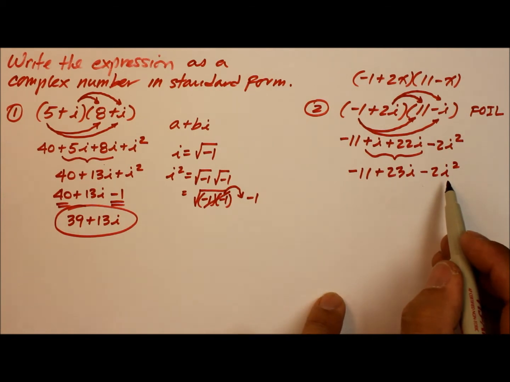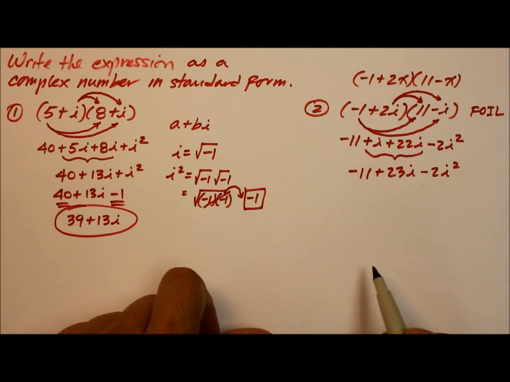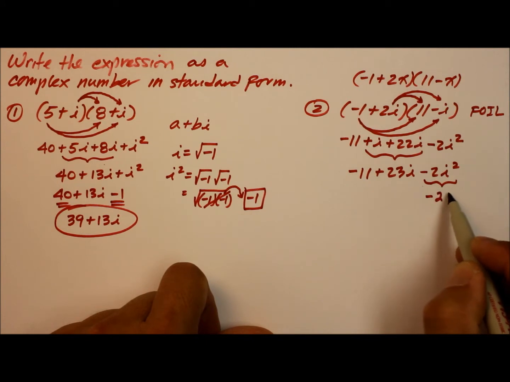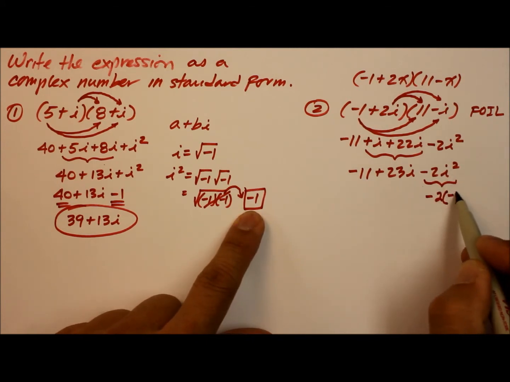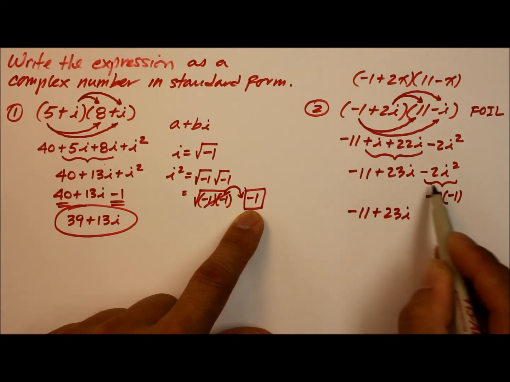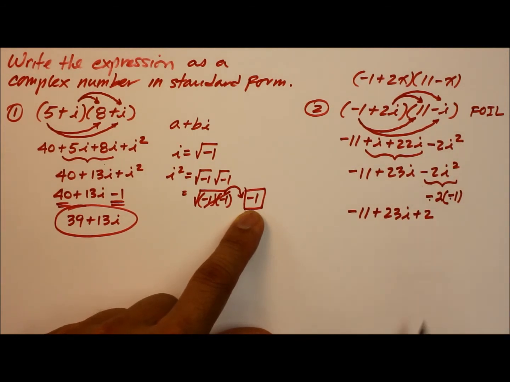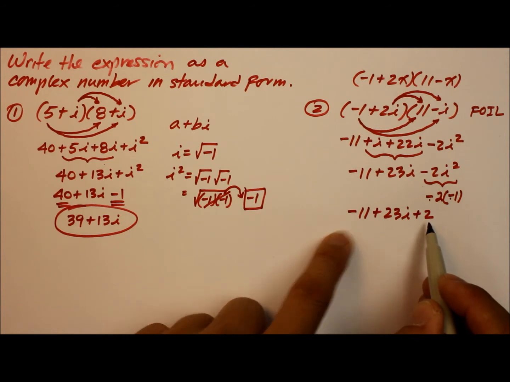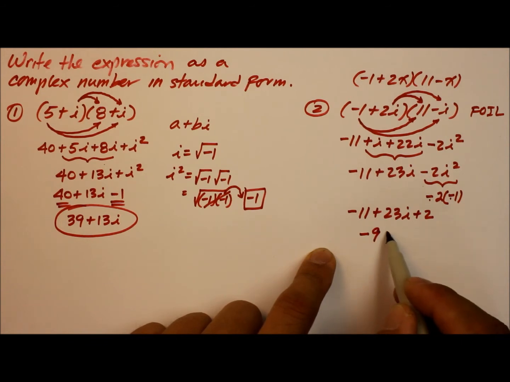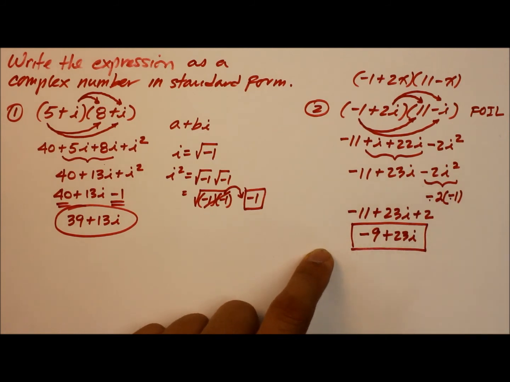Now, in the last example, we just said i squared is rewritten as -1. Remember that? So that's kind of like saying, if you take a look at it, it's -2 times i squared, which is -1. So if I rewrite it, it becomes -11 plus 23i, negative and negative, plus 2. Now, to write in standard form, we have to combine the constants together. So -11 plus 2 becomes negative 9 plus 23i. And there you have it in standard form.